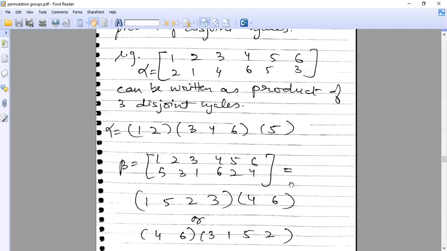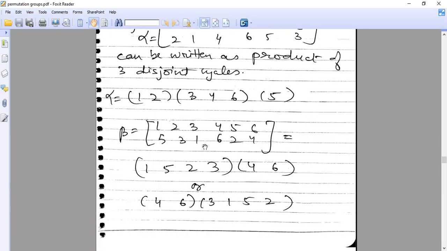Now let us see another permutation, beta, defined on the same set with 6 elements. So here you see 1 going to 5, 5 is going to 2, 2 is going to 3, and then 3 is coming to 1. So this is terminating here. So (1 5 2 3). So what is left here? 4 and 6. 4 is going to 6 and 6 is going to 4. So (4 6). This is another cycle. So beta is written as the product of these two cycles.